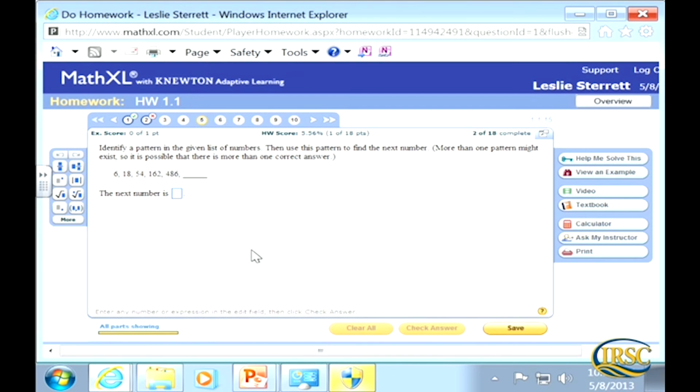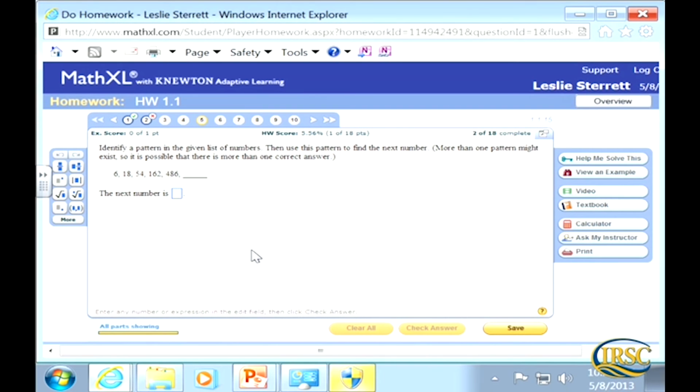Okay, let's take a look at this one. So we have a pattern of numbers here: 6, 18, 54, 162, 486, blank. Can somebody raise their hand and tell me what pattern they see? Yes, Jason. Multiplying by 3. Okay, multiplying by 3. What are you multiplying by 3? Okay, well, you're multiplying the previous number to get the next number, right?